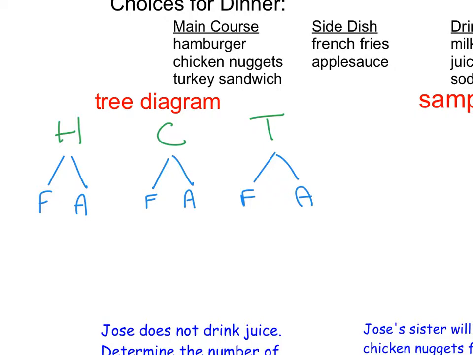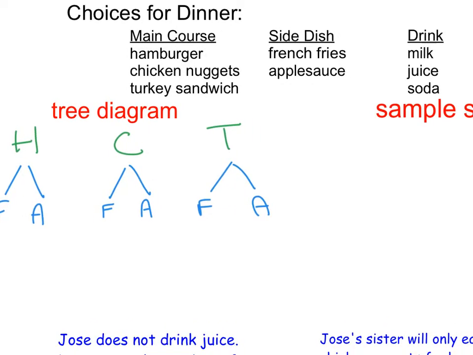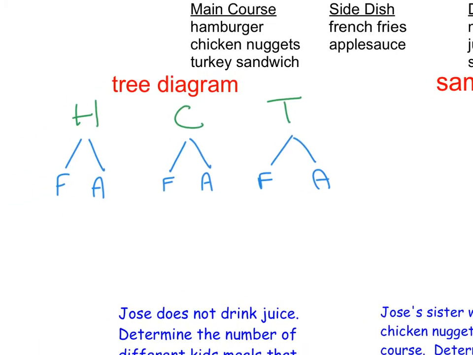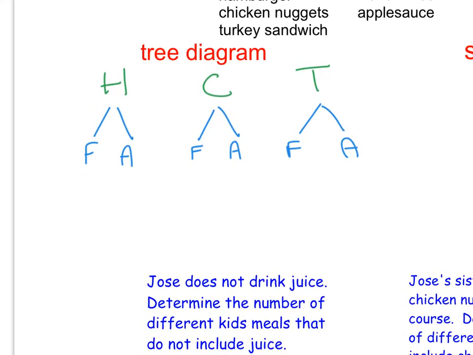And then finally, not the greatest meal ever, but we could have milk, juice, or soda. So for each one of these, I could have milk, juice. I could change color here. Hold on. Go black. Milk, juice, soda.